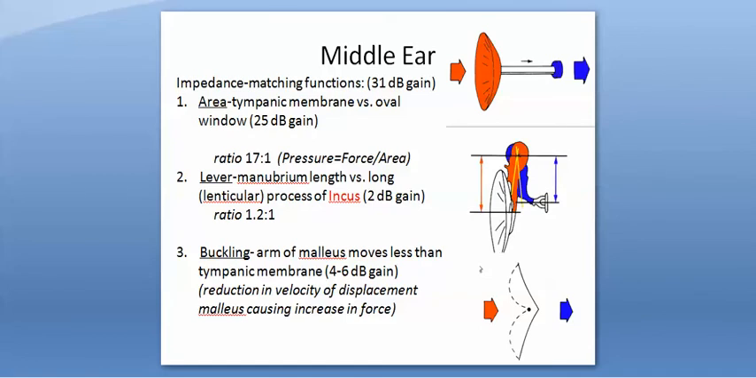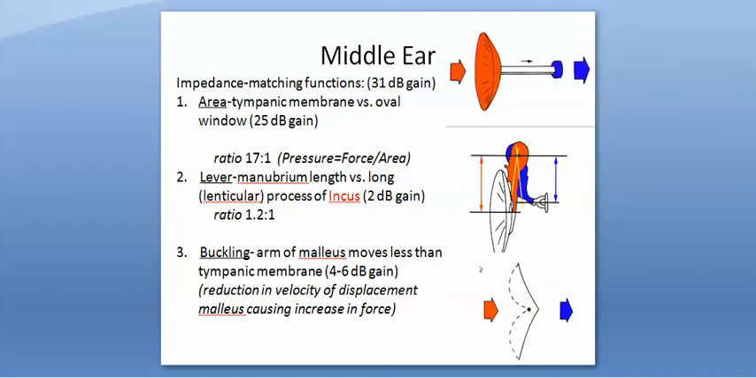So it does this via this impedance matching function. It's much harder to move fluid. It takes much more force to move the fluid in the inner ear than it does to move air in our atmosphere. We can create air pressure waves with much less force than waves in water, for example, if you want to think about it that way.